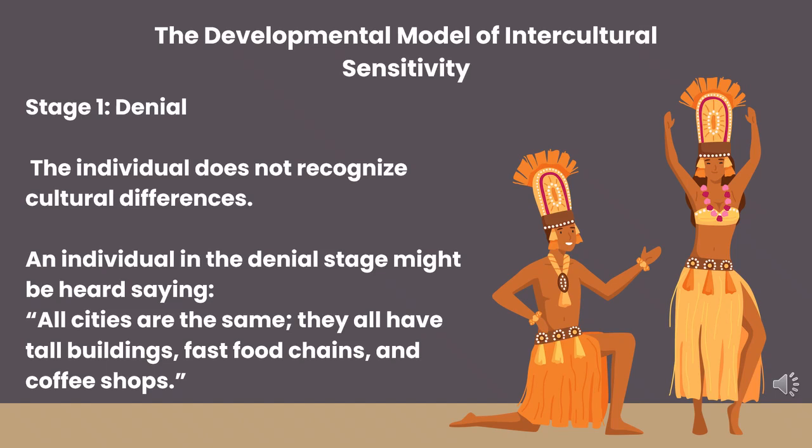An individual in the denial stage might be heard saying, "All cities are the same. They all have tall buildings, fast food chains, and coffee shops." This means that people don't notice cultural differences. They may assume everyone behaves like them, so they believe that all cities are the same.